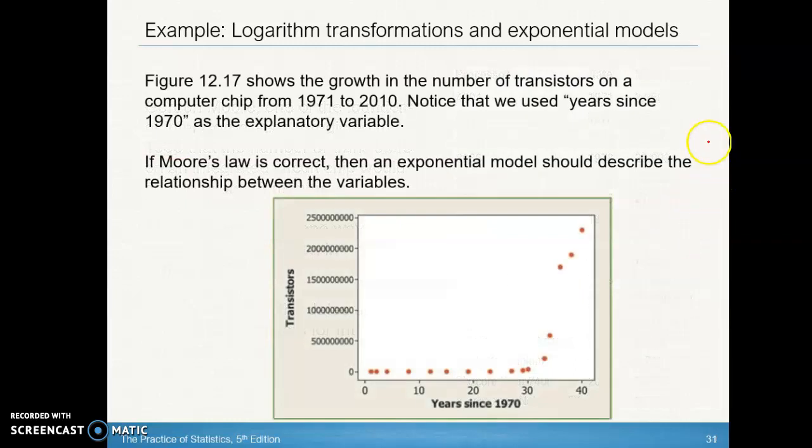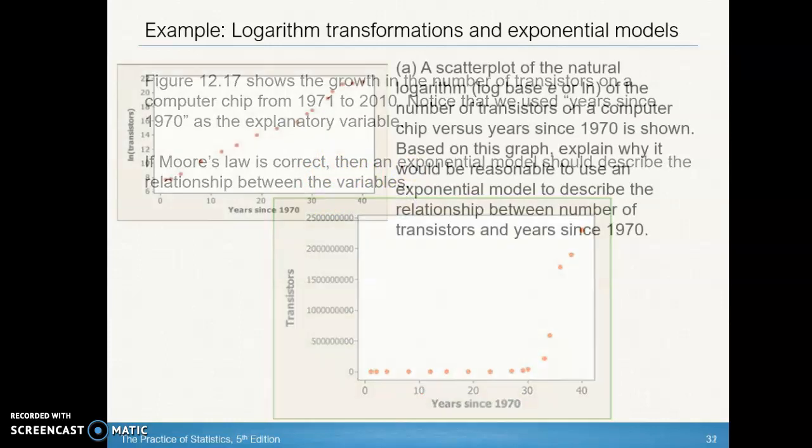The figure below shows the growth in the number of transistors on a computer chip from 1971 to 2010. Notice the years since 1970 were used as the explanatory variable because we don't want to write 19-something. We were saying that Moore's law should potentially be an exponential model since it's doubling every 18 months. Let's check and make sure that is the case.